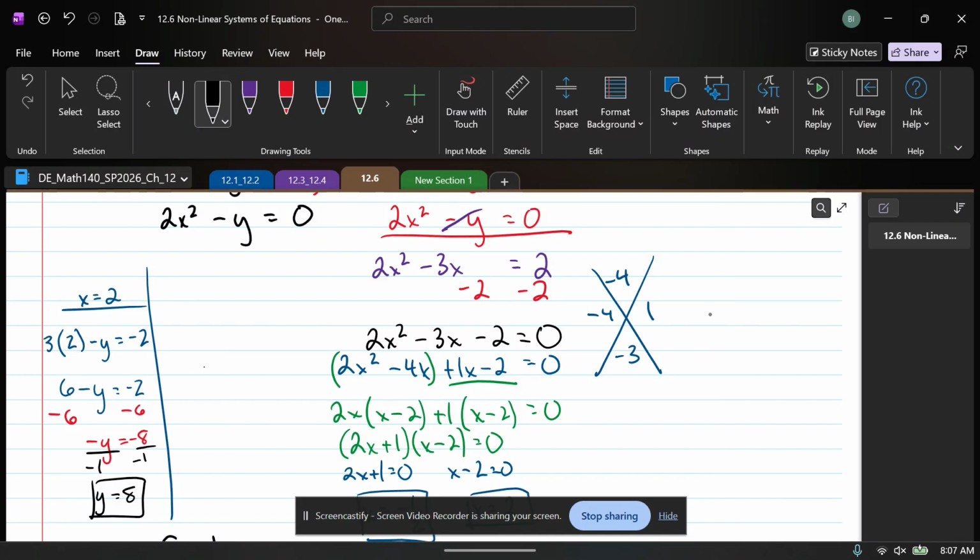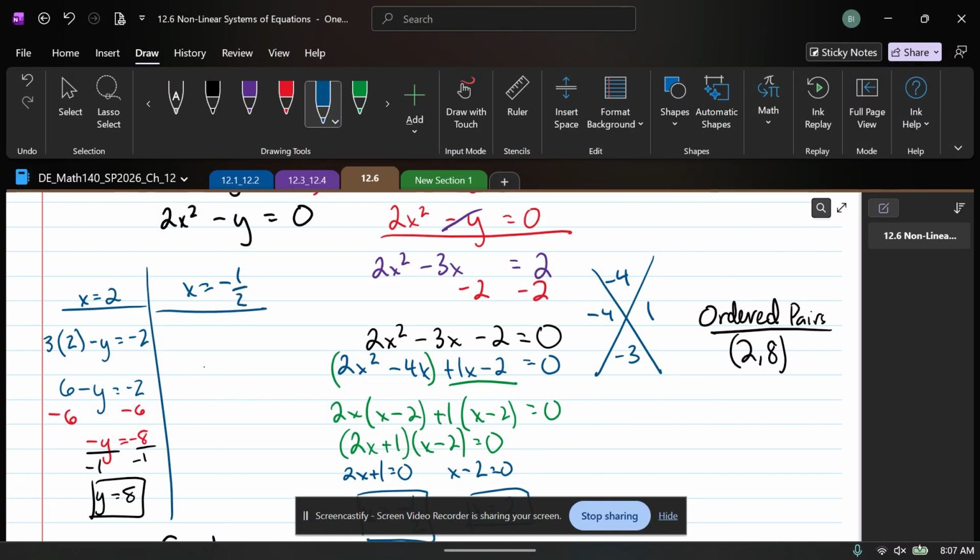Okay. So there's one of my ordered pairs, 2, 8. So my ordered pairs, I'm just going to find a spot to put them. Ordered pairs: 2, 8. Got that. Now when x is equal to -1/2, I'm going to plug that in there. So that's 3 times -1/2 minus y equals -2. That's -3/2.